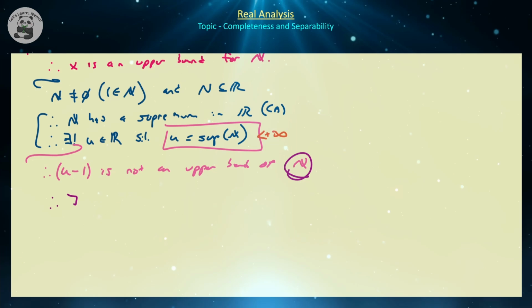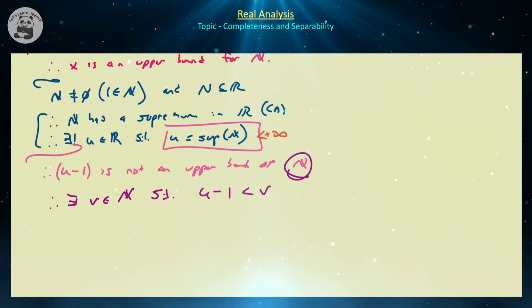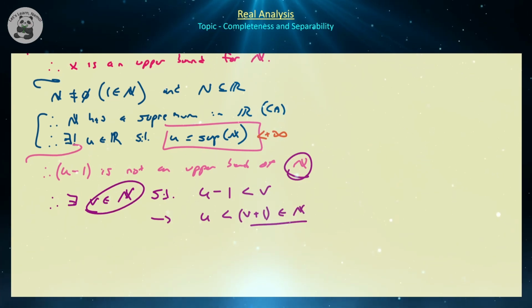So that means there exists, let's call this new number v, in the set of natural numbers, such that u minus 1 is less than v, right? Because if it's not an upper bound, that means there's something bigger than it in this set. So if u minus 1 is less than v, that means u must be less than v plus 1. And keep in mind, if v is an element of the set of natural numbers, that means v plus 1 is also an element of the natural numbers due to the closure property of the set of natural numbers, right?